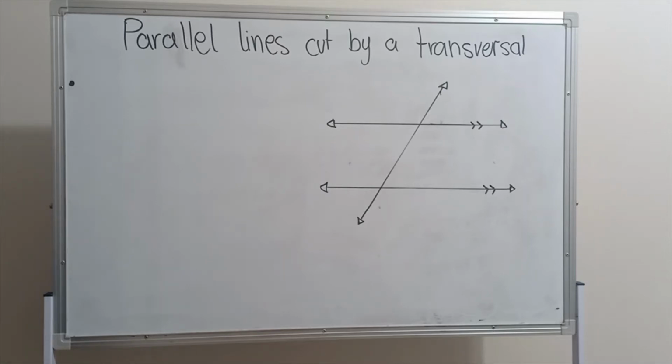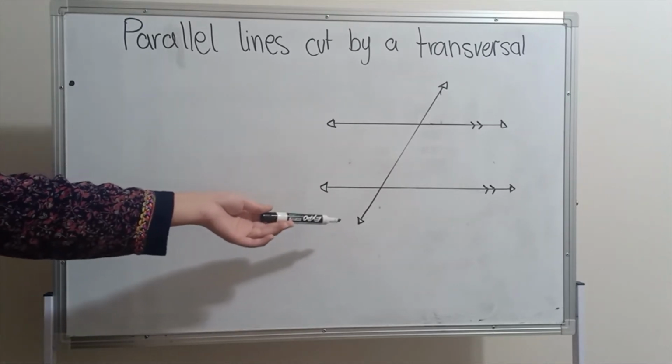So in this video our topic is parallel lines cut by a transversal. We're going to be talking about how parallel lines, if they're cut by a transversal, are going to carry certain properties. So first, let's see what a transversal is. A transversal is a line that goes through two lines.